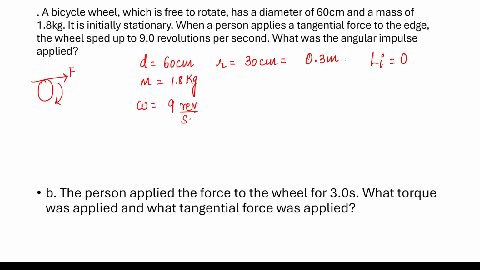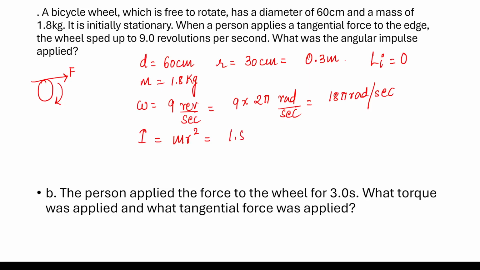So again, converting revolutions to radians, times by 2 pi, 2 pi radians per second. So that becomes 18 pi radians per second. So we got the omega. Okay, we got the I? No, we haven't got the I. It will be m r square for a wheel. So m would be 1.8, r is 0.3 squared, and then you calculate.